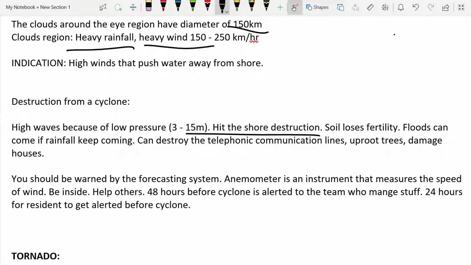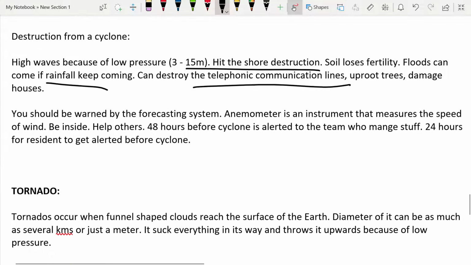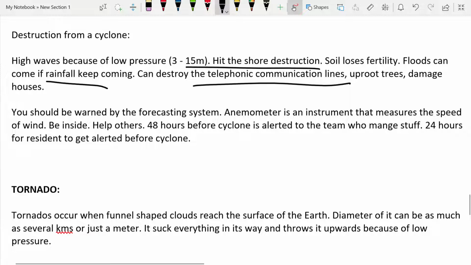Soil loses fertility because the wind carries the soil away. Floods can come if rainfall keeps coming. Cyclones can destroy the telephone communication lines, which are just thin wires, uproot trees, meaning pull the trees out by the roots, and damage houses. You should be warned by the forecasting system.